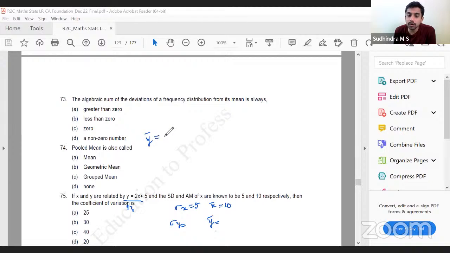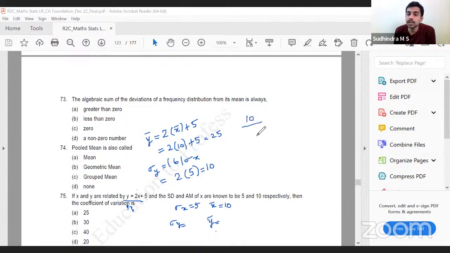Y bar is equal to 2 into x bar plus 5. That is 2 into 10 plus 5, 25. Standard deviation of y is modulus of b into standard deviation of x. Modulus of b, 2, into standard deviation of x, which is 5. 2 5s are 10. So coefficient of variation is standard deviation by arithmetic mean into 100, which is 40%.